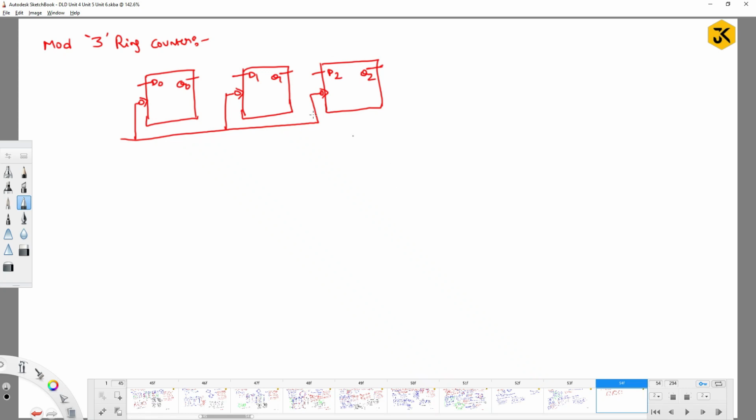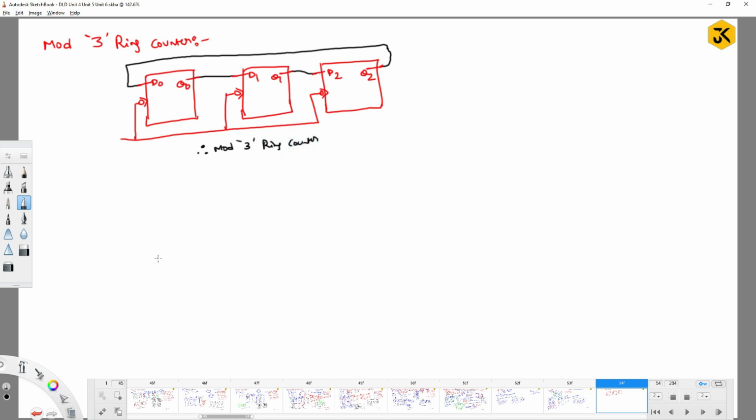Hi everyone, let's see how to implement a mod 3 ring counter. Guys, the circuit I have drawn here is a synchronous counter, which you can understand directly. I am using D flip-flops here. To implement a mod 3 ring counter, you have to connect D1 with Q0 and D2 with Q1. And to make it a ring counter, you have to connect the output of Q2 to the input at D0. So we can simply call this a mod 3 ring counter.